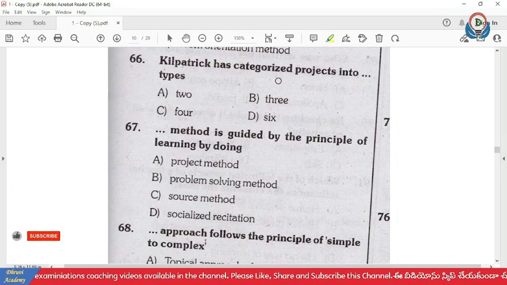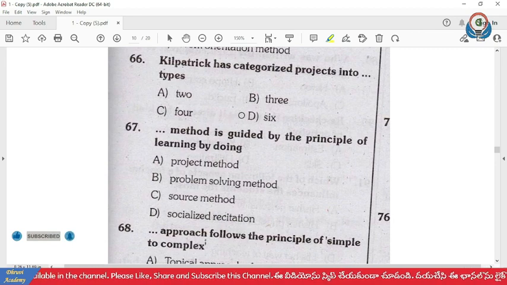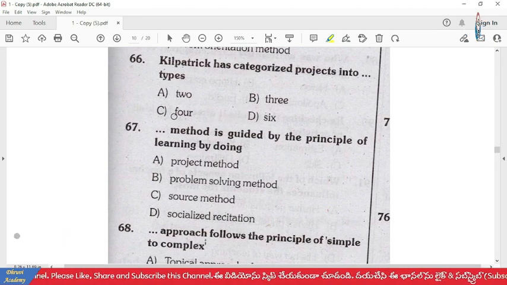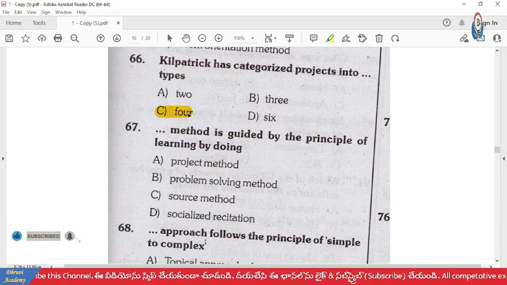Kilpatrick has categorized projects into types. How many types? A. 2, B. 3, C. 4, D. 6. Which is the right answer? Its answer is he categorized the projects into 4. 4 is the right answer.